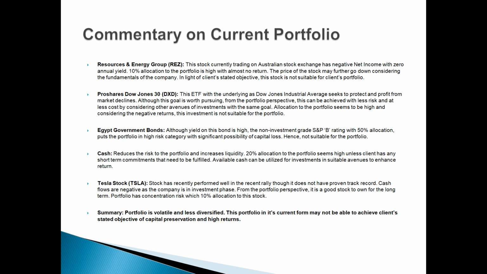Egyptian government bonds allocation of 50% seems to be high, very concentrated, although the yield is high. The rating of B is non-investment grade, and there is significant risk of capital loss if the bond defaults. So, in terms of reducing risk, I think this is not suitable for the portfolio.